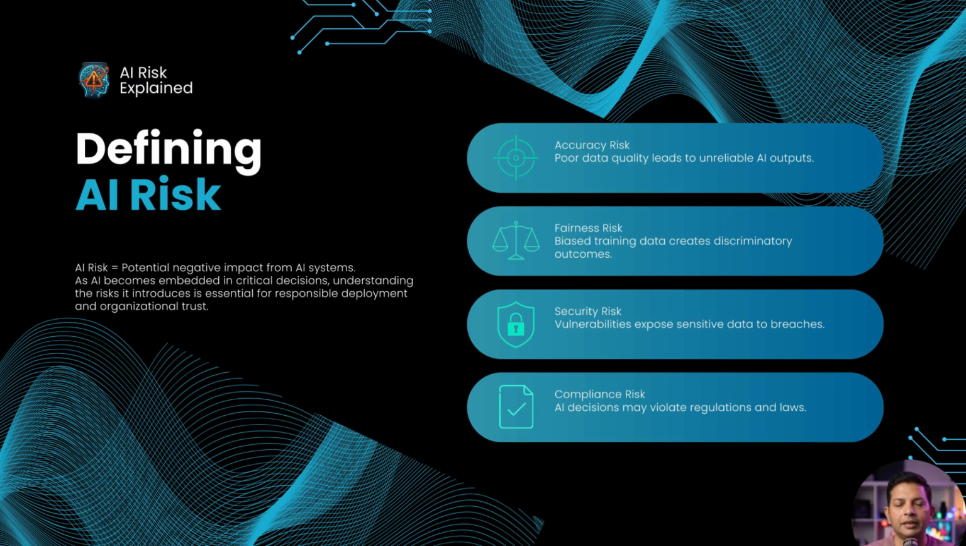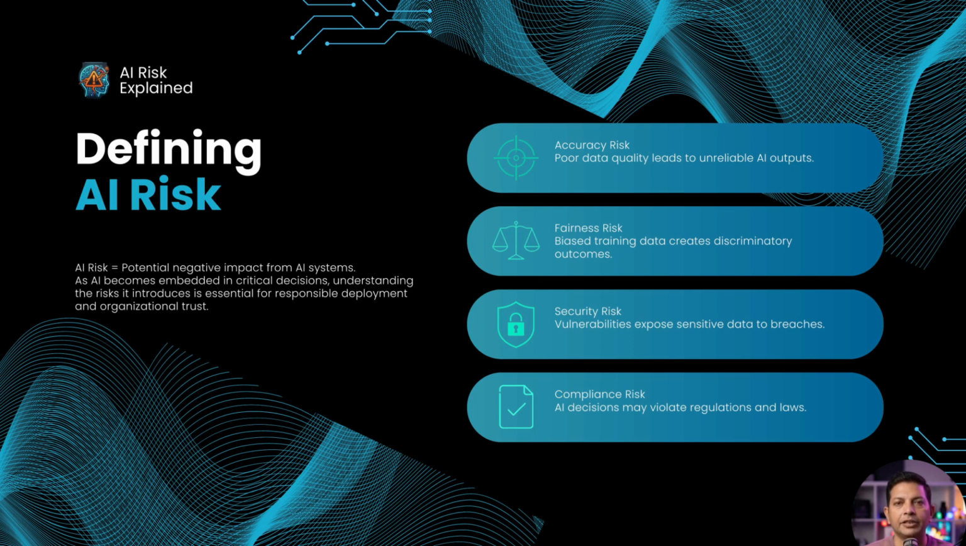Let's break this down in a simple way. AI risk refers to the potential negative outcomes that can arise from the use of AI systems. These risks can impact different areas: accuracy, fairness, security, and compliance. For example, an AI system might make incorrect predictions because it was trained on poor quality data. That's an accuracy risk. If it treats certain groups unfairly, that's a fairness risk. If it exposes sensitive data, that's a security risk. And if it doesn't comply with legal requirements, that becomes a compliance risk.